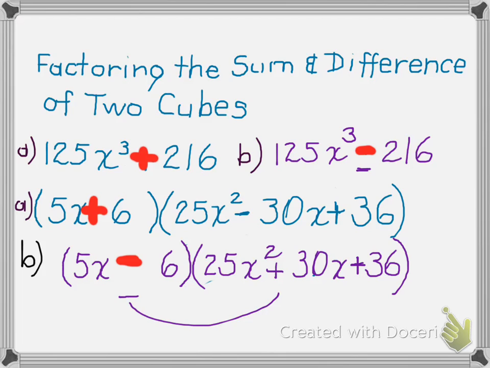So now when you compare, you see that they're exactly the same, but the signs differed. For the sum of two cubes, we make the first sign plus, the second sign minus, and the last sign is always plus. For the difference of two cubes, we make the first sign minus, the second sign plus, and the last sign is always plus.